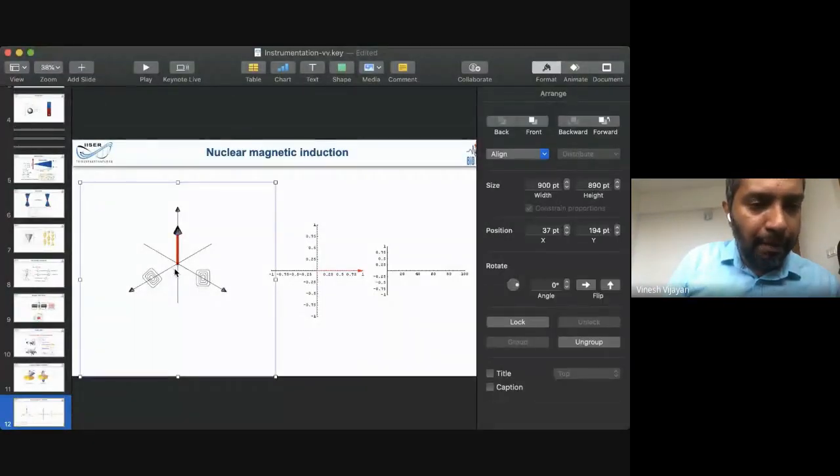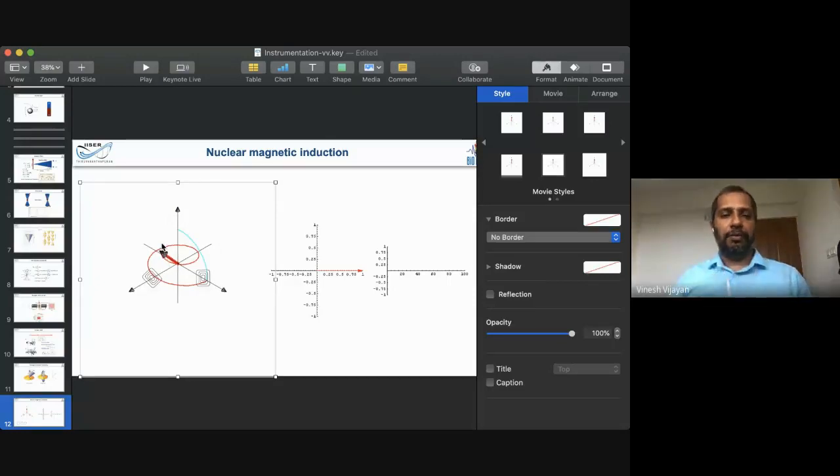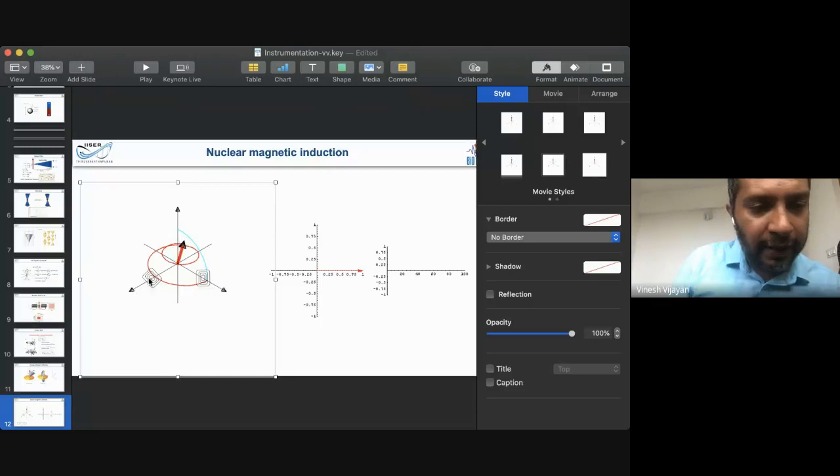If you apply a pulse, this is a small video, if I can play this. If you apply a pulse in this direction, this red one is the magnetization. You apply a 90-degree pulse, that will drop onto the XY plane, and then it will move around like this and go back to the equilibrium position. You have two coils here, let's say this is the Y direction and this is the X direction.